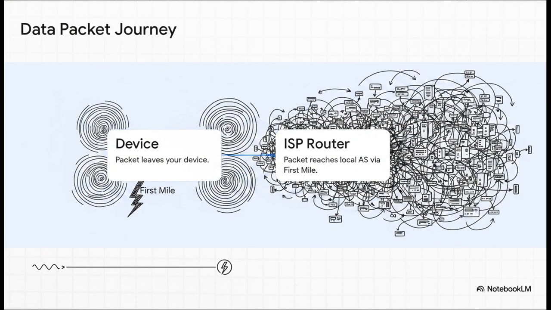Let's actually track this step by step. Step 1. A data packet leaves your phone or laptop. Step 2. That packet crosses the first mile and hits your internet service provider's router, entering your local autonomous system. From there, it dives headfirst into deep DNS routing, pinballing through a crazy web of different ASNs until it finally hits its target server. And all of that underlying madness, it's happening in literal milliseconds.